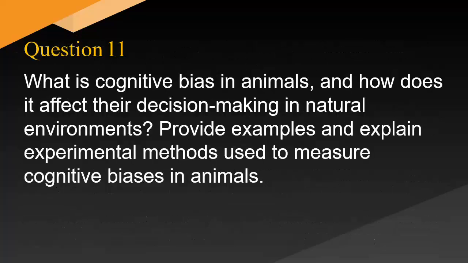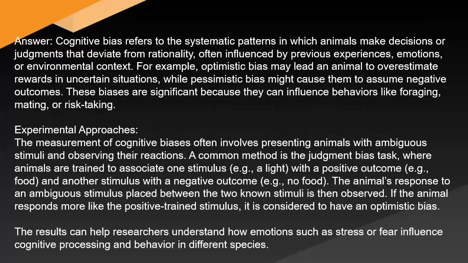What is cognitive bias in animals, and how does it affect their decision-making in natural environments? Provide examples and explain experimental methods used to measure cognitive biases in animals. Answer: cognitive bias refers to the systematic patterns in which animals make decisions or judgments that deviate from rationality, often influenced by previous experiences, emotions, or environmental context.